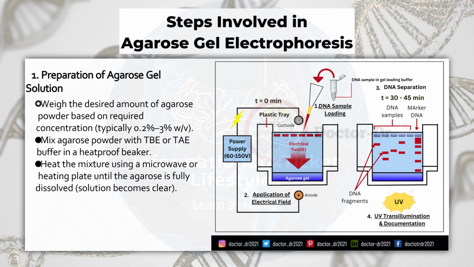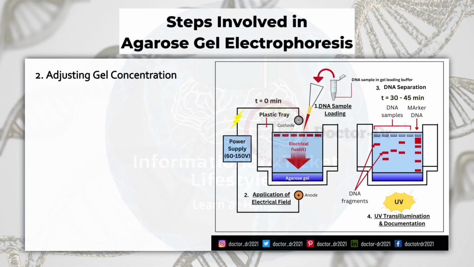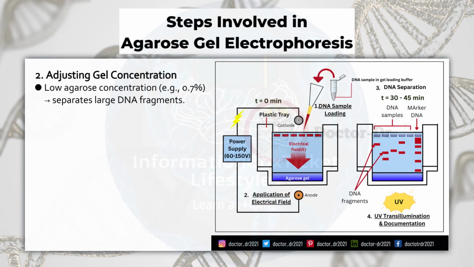Solution becomes clear. Number 2. Adjusting gel concentration. Low agarose concentration, e.g. 0.7%, separates large DNA fragments. High agarose concentration, e.g. 2%, separates small DNA fragments.